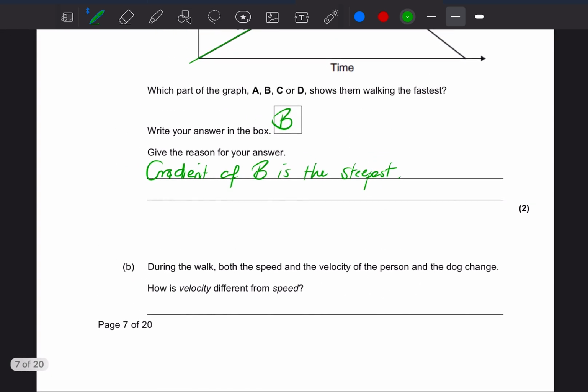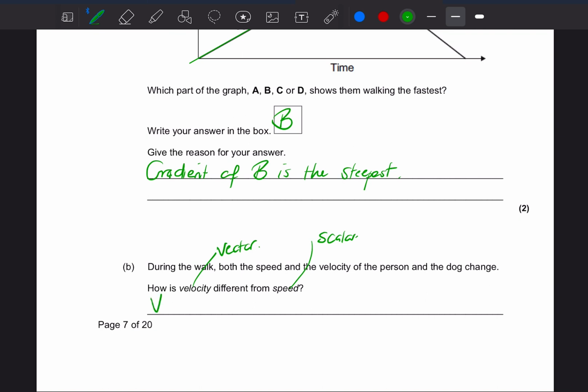During the walk, both the speed and the velocity of the person and the dog change. How is velocity different from speed? Well, velocity is a vector, whereas speed is scalar. Vectors have a magnitude and a direction, whereas the scalar quantities just have magnitude, so just a number.